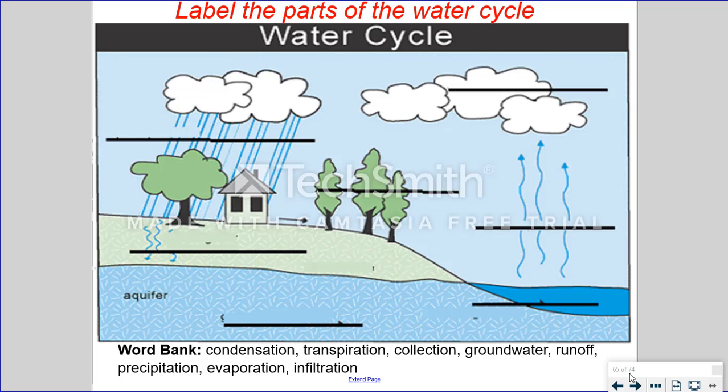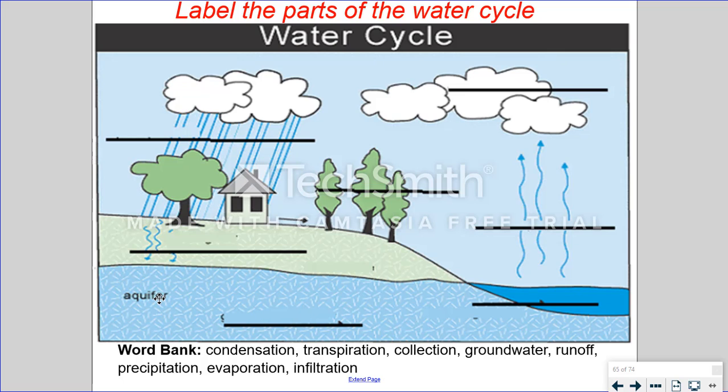Okay, so if you have filled in these blanks, now let's check them to see if you are correct. Condensation occurs here in our clouds. Transpiration occurs in the leaves of plants and trees. Collection is any body of water that has collected in a certain area. Groundwater is the water that is under our ground.